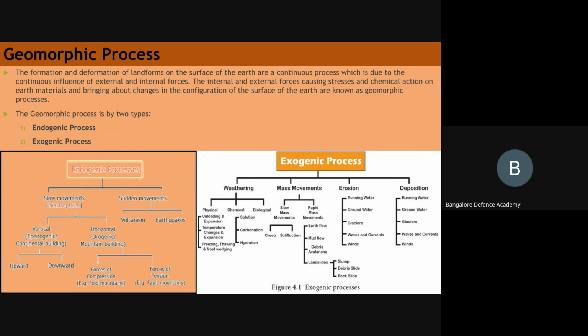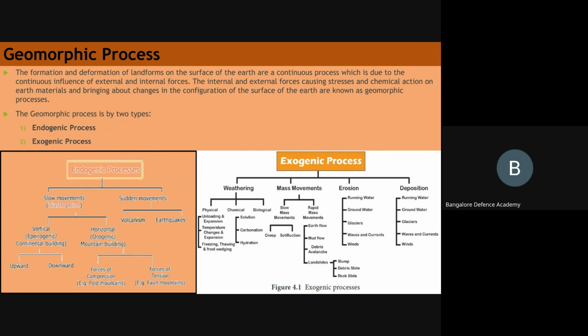Understand? Endogenic process. We are not going to explain the endogenic process much because it itself will take some 10 to 15 hours. Okay, this is for the UPSC, most of the people will be concentrating on it. For you people it is not important. For you, the important one is the exogenic. Okay, these are the important, sudden movements.